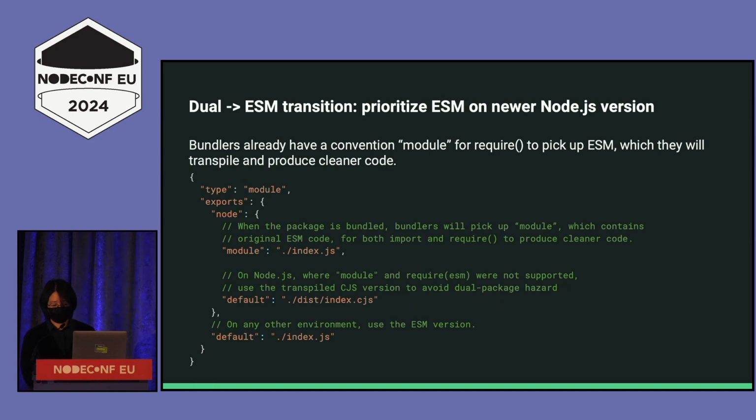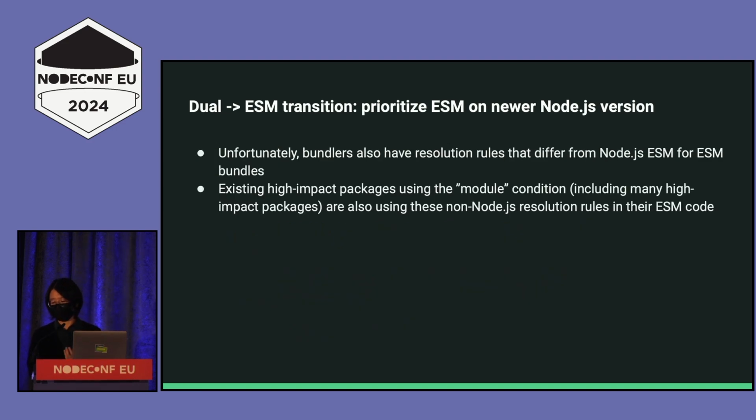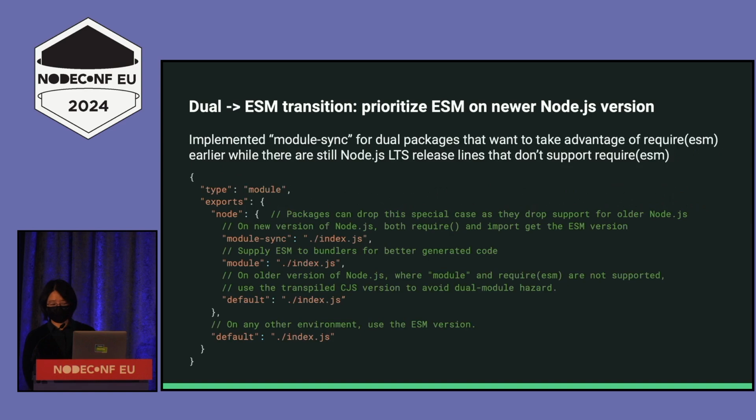Actually, bundlers already have a conventional condition named module that can be used to supply ESM on require, which allows them to transpile and produce better code. We tried to pick this up, but unfortunately, existing users of this condition, including some very high-impact packages, are using non-Node resolution rules in their ESM code.